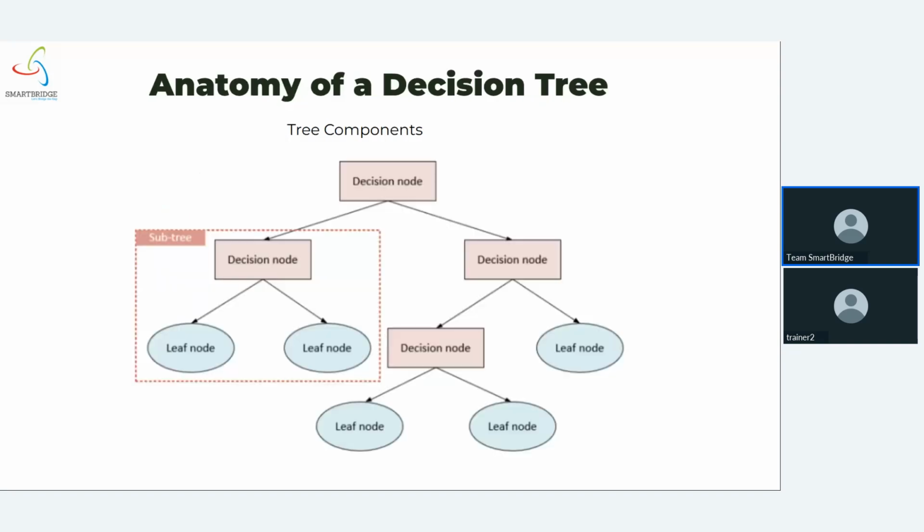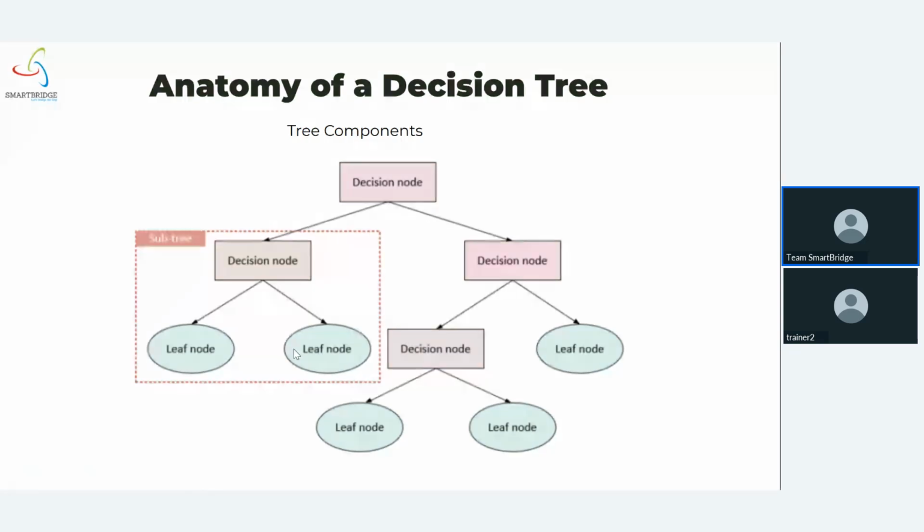So if you look at this, this is a complete tree. These are the leaf nodes. Whenever you say leaf node, these leaf nodes are the predictable or the outcome nodes. You can call these leaf nodes predictable or outcome nodes.